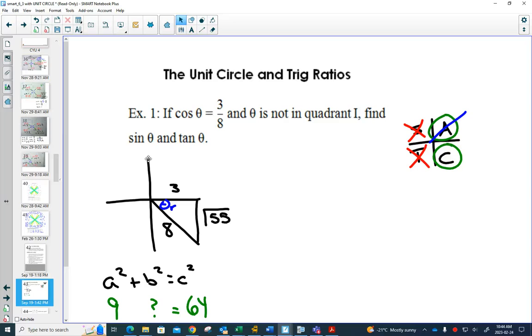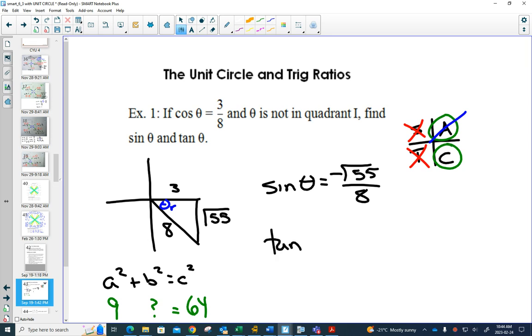And from this triangle, you can now say what sine of theta is. Because you know sine of theta is opposite over hypotenuse. It would be root 55 over 8, and it would be negative because we're in quadrant 4. And tan of theta is opposite over adjacent, and negative because we're in quadrant 4.